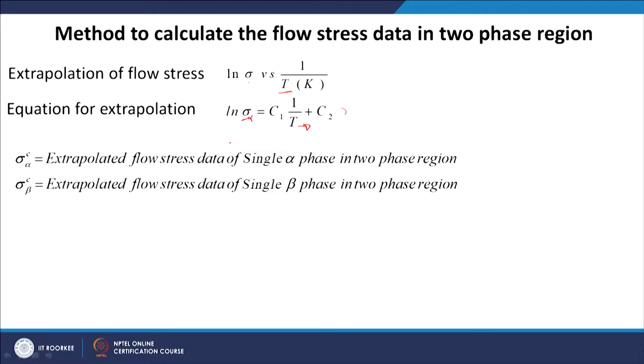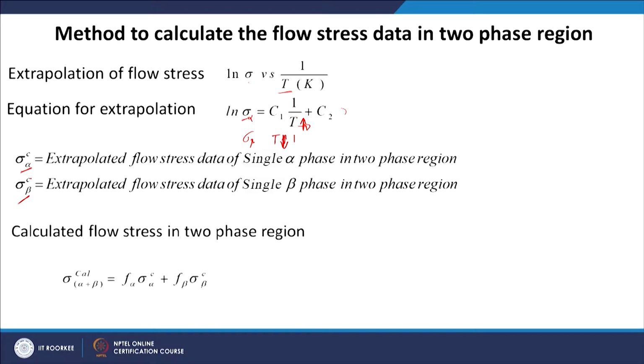If I am reducing the temperature, I will have a value of sigma beta. So, temperature is reducing, in this case temperature has to increase, and from there I can have sigma alpha calculated and sigma beta calculated. These are extrapolated values in the two phase region, and then we applied a simple rule of mixture. What is the fraction of alpha? So, the fraction you can calculate from the lever rule of alpha and beta. What is the fraction of alpha, stress value of alpha which is calculated in the two phase region, and that will give you the calculated flow stress of combined alpha and beta.